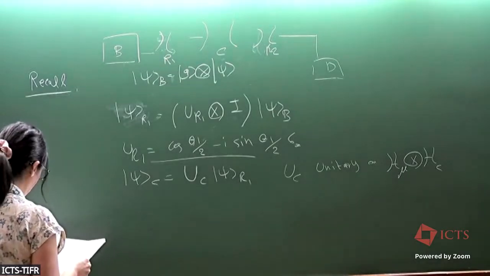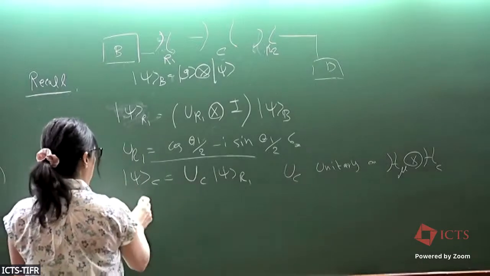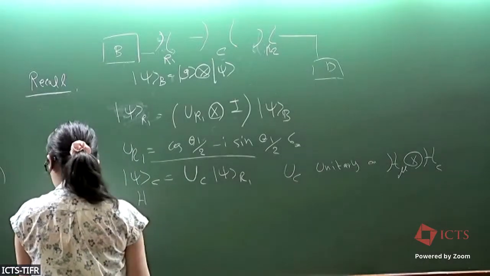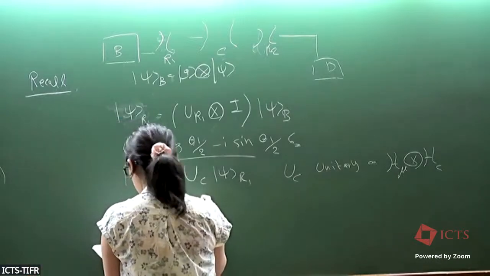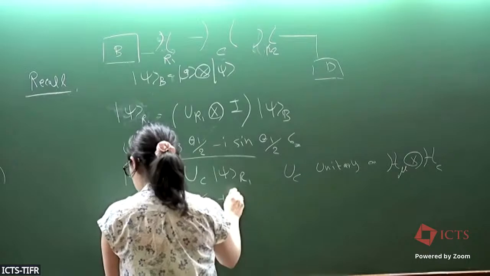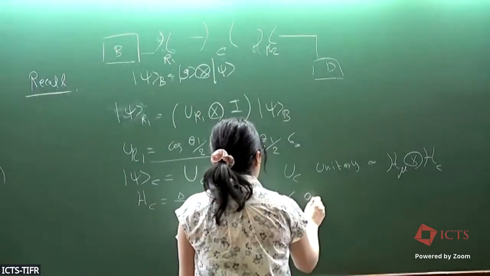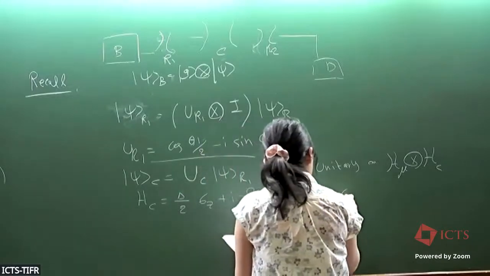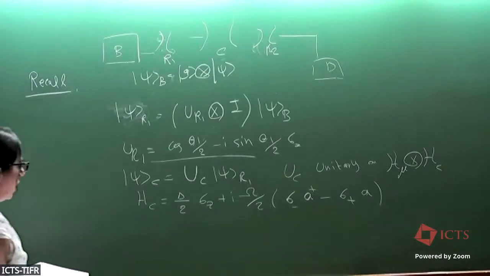So this is my, okay. In fact, you can get your UC by looking at the Hamiltonian of the Jaynes-Cummings model, which has this form: i sigma minus a dagger minus sigma plus a. Okay. And then you can continue like this.